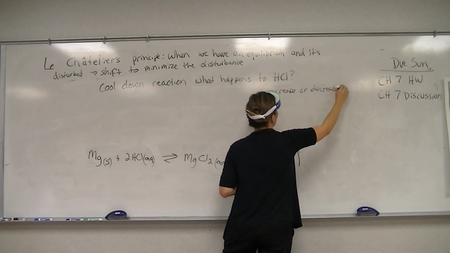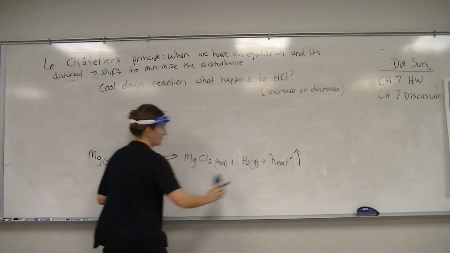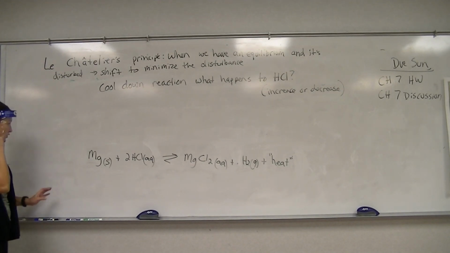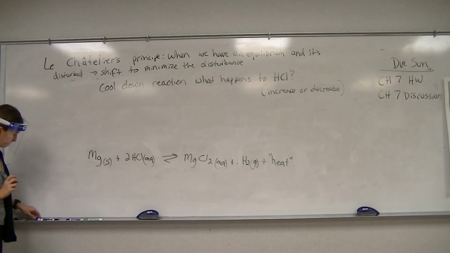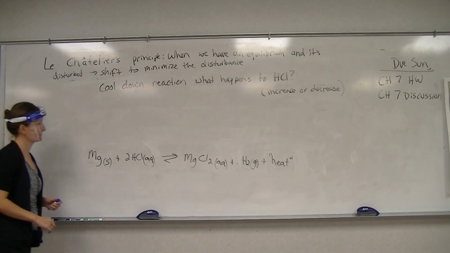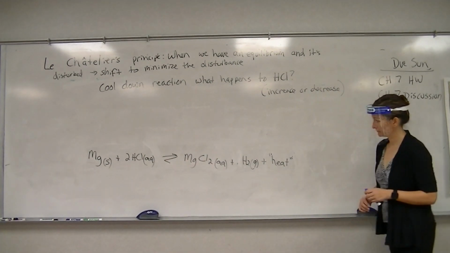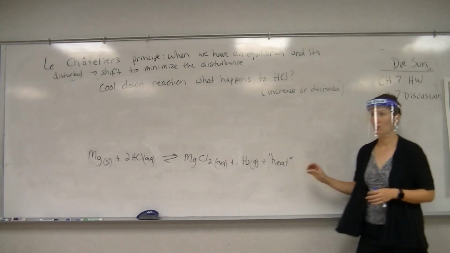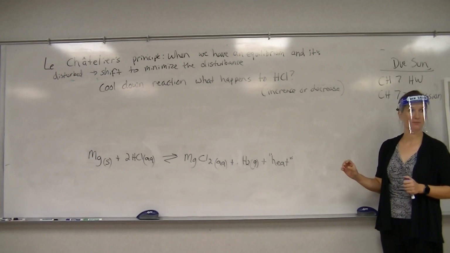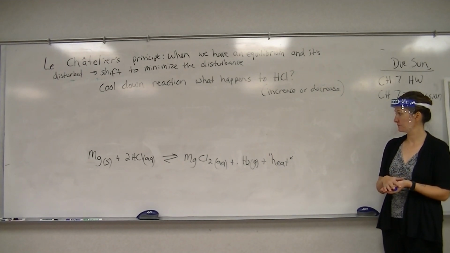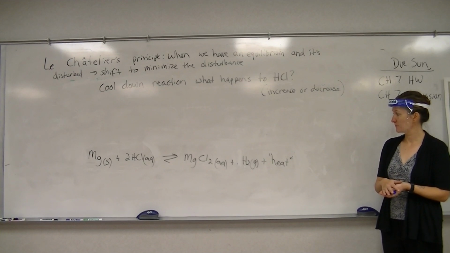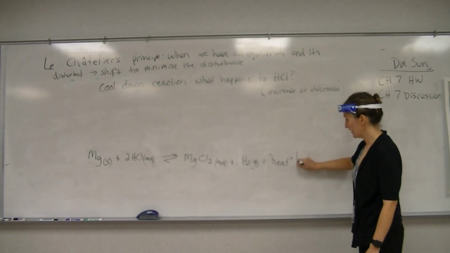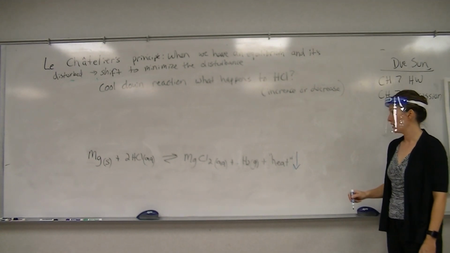So I'm going to take it a step further. Let me get rid of this arrow. Now I'm cooling down the reaction, cooling down the temperature. So what is that going to affect? Cooling down is changing temperature, so which one of these is decreasing? Cooling down means decreasing, so the products, but most specifically the heat. So we're saying this heat is going down, we're cooling it down.